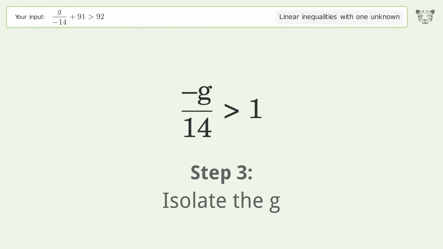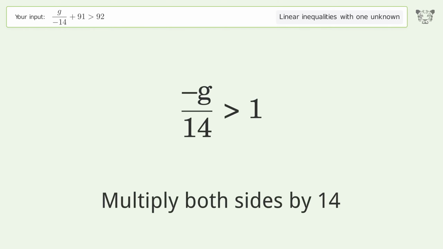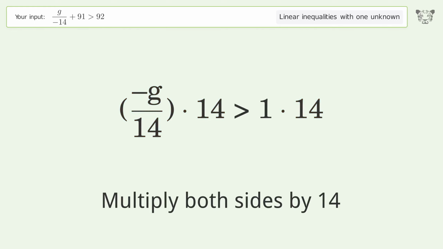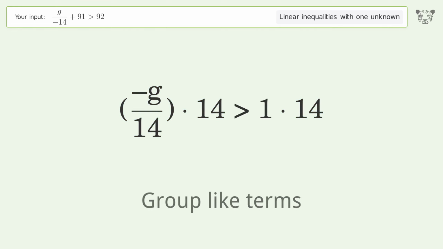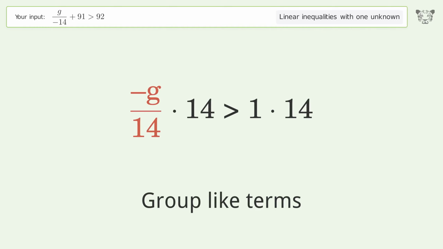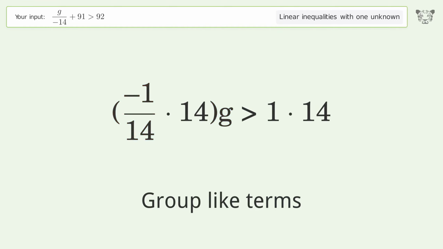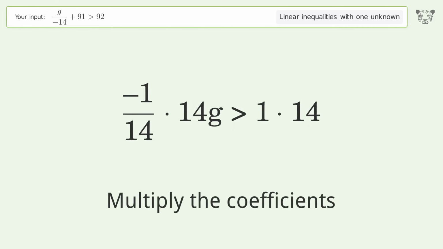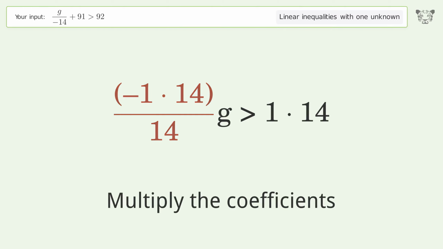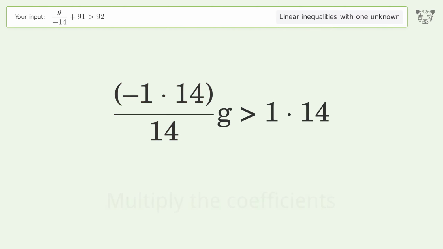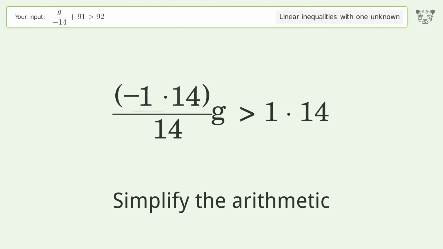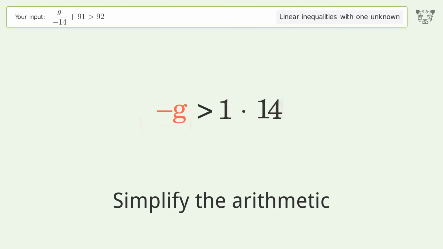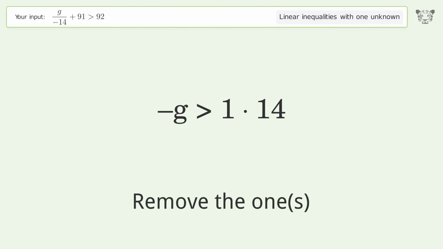Isolate the g. Multiply both sides by 14. Group like terms. Multiply the coefficients. Simplify the arithmetic. Remove the ones.